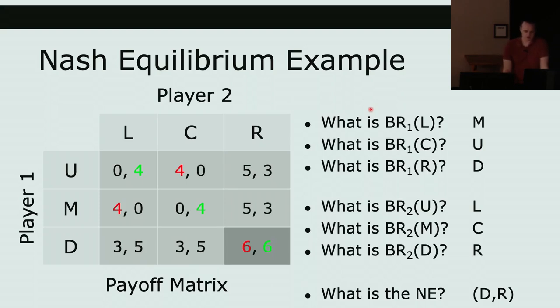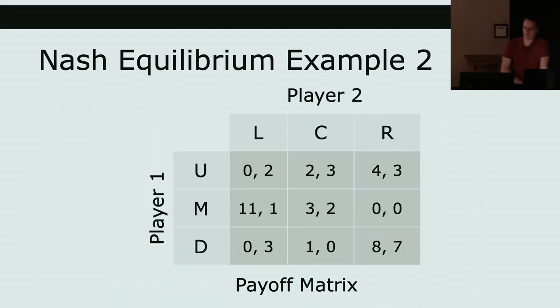So let's do another example here. And this is how you would do it on an exam if I asked you to calculate a Nash equilibrium. So player 1, we're calculating the best response to player 2 choosing L. That is M. Now we look at C. Look down here. That is M again. And R is going to be down.